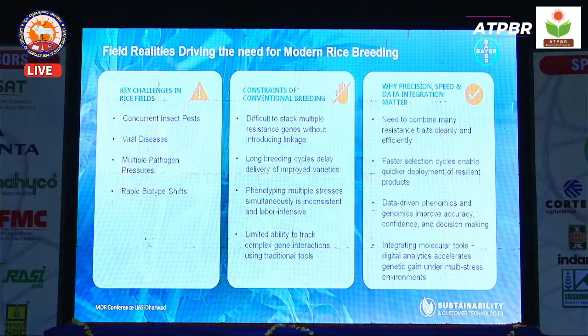Now, why do precision, speed, and data integration matter? Because we need to combine many resistance traits cleanly and efficiently. Faster selection cycles enable quicker deployment of resilient products. Data-driven phenomics and genomics improve accuracy, confidence, and decision-making. And integrating molecular tools with digital analytics accelerates genetic gain under multi-stress environments.